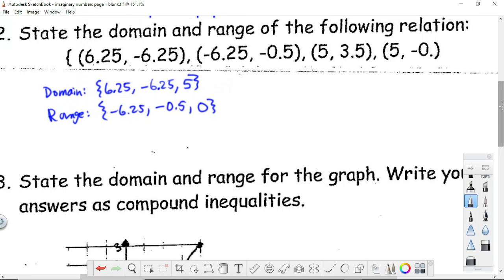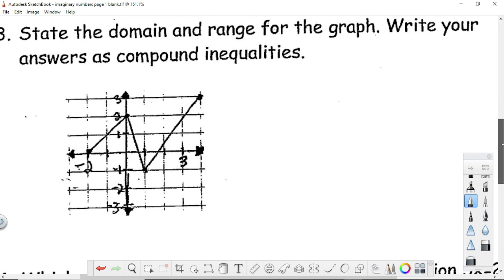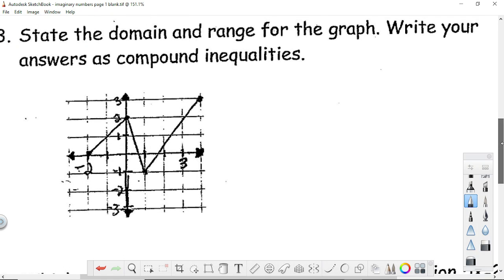Next one is one of those with the graph. Some people find these pretty easy. Sometimes they just seem a little harder for some, and you just have to keep working with them if you have trouble. State the domain and range for the graph. Write your answers as compound inequalities. So they're helping us out here a little bit. Write it as a compound inequality.